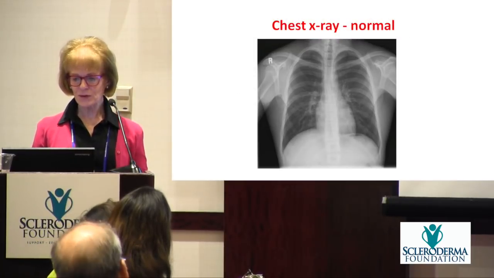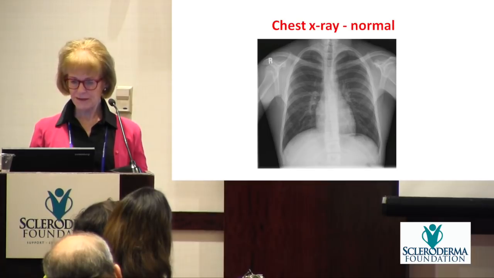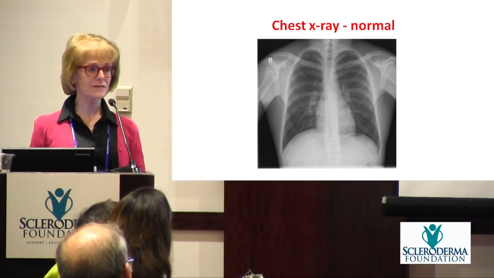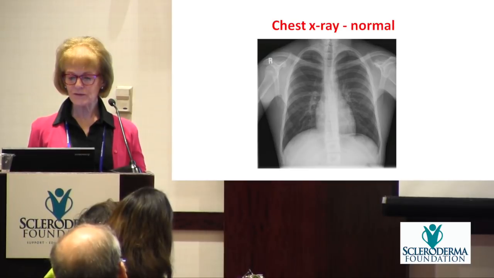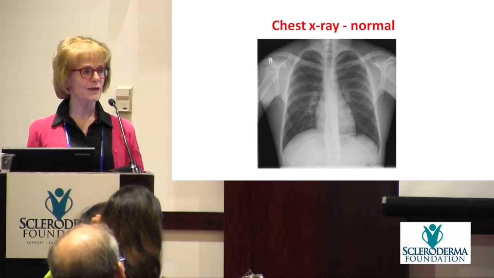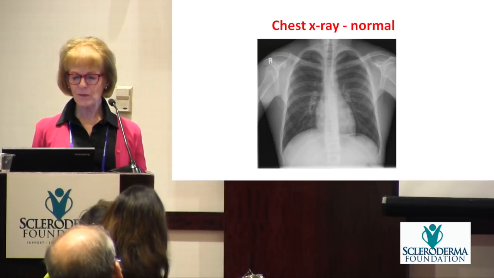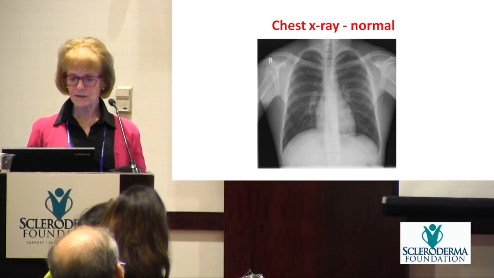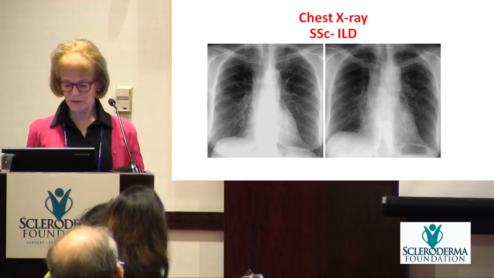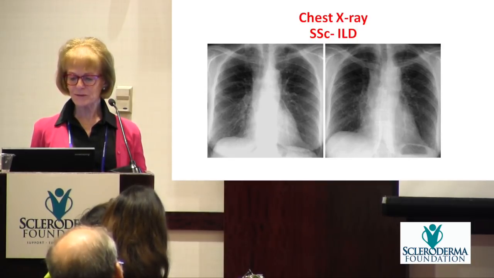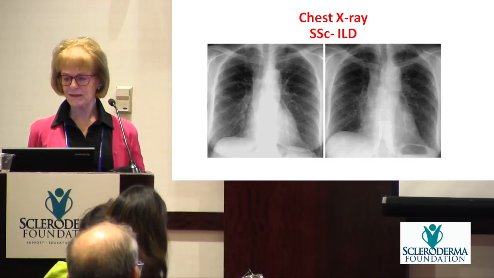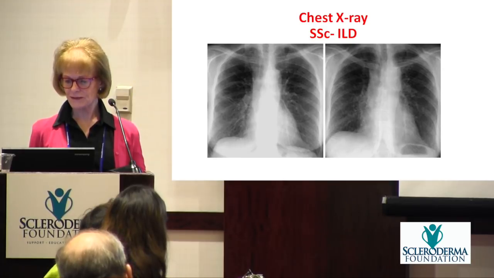So this is a normal chest x-ray, which is not very sensitive. What you're looking for, there are the lung fields, and air is radiolucent, so the x-rays go through it. It doesn't form a shadow. Water and bone are radiodense, so you can see the outline, and this is the heart. Okay, so this is scleroderma interstitial lung disease on an x-ray. Not particularly impressive. You can see that there's kind of more white marks out here than there should be. It's not as clear at the bottom of the lungs as it is at the top.